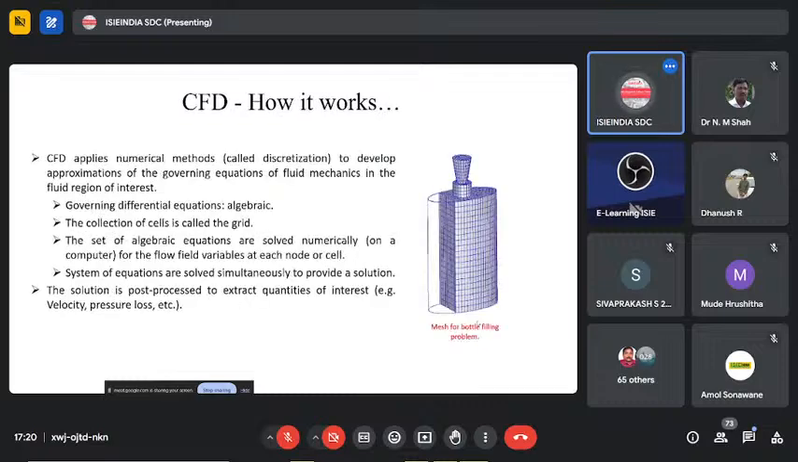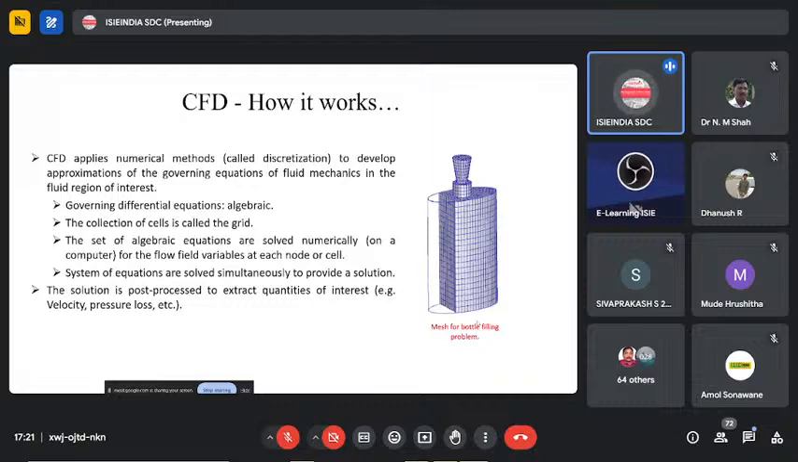Now, after that, in CFD, numerical methods are used to approximate the governing equations. The governing equations in partial differential form, which we have from fluid mechanics, are defined over a region of interest where we want to find the result. These governing equations are basically differential equations, and they are transformed into algebraic equations. This is all done by the process of discretization.